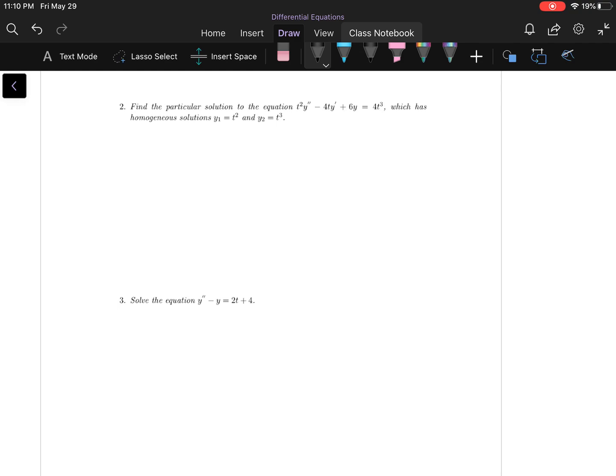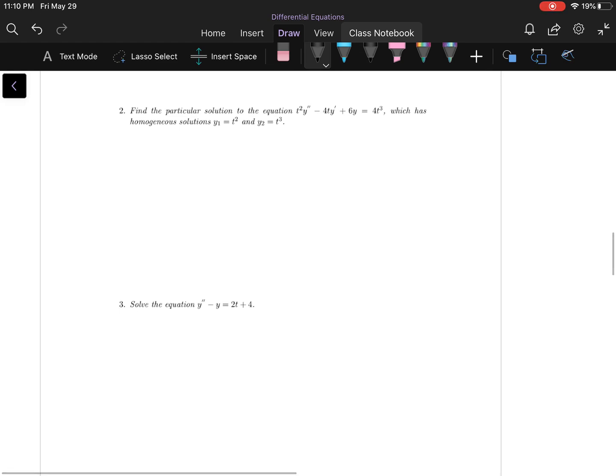Notice that this equation is not in its general form because the y double prime is multiplied by a t squared, not 1. So the first thing that I'm going to want to do is to put it into its general form, which is going to be y double prime minus 4 over t y prime, as after dividing by t squared, plus a 6 over t squared y equals 4t. So that's the first step in my mind.